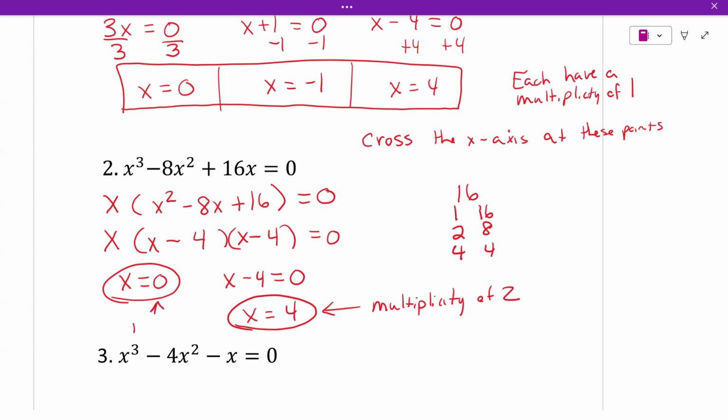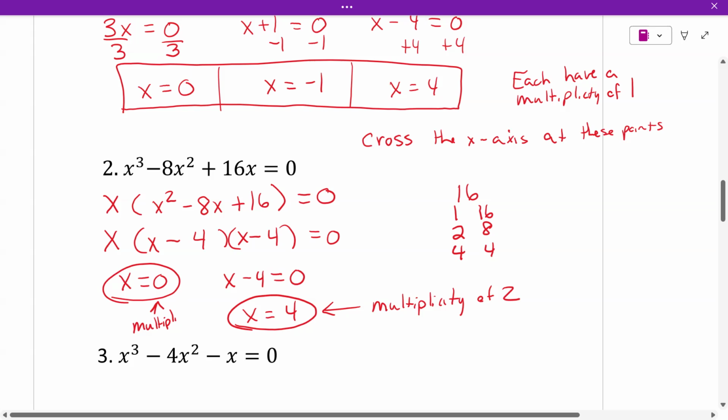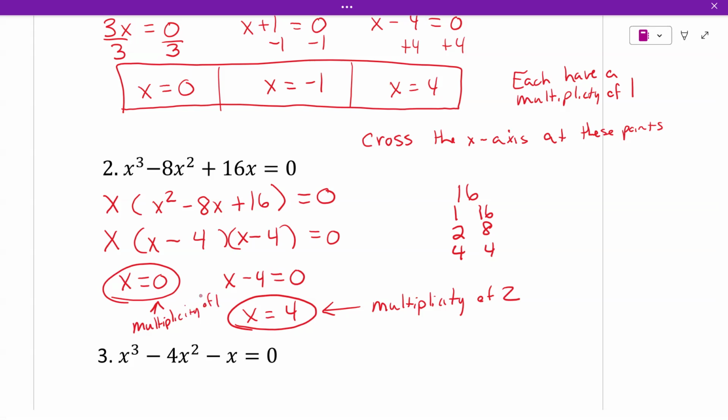This one has a multiplicity of 1. Oh, I spelled it wrong. Multiplicity of 1. So if we have 1 of these and 2 of these, that's how we get the third power. So the graph will cross at 0 and bounce at 4. It'll have a turning point at 4. It'll bounce on the axis.